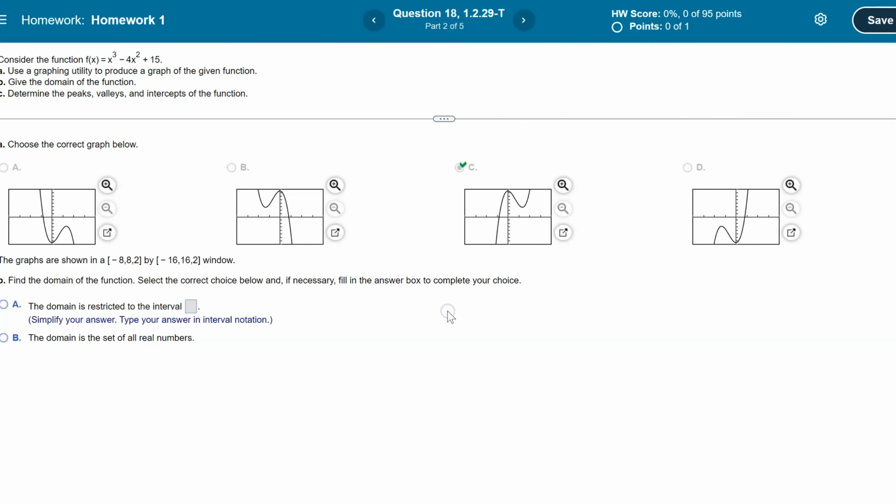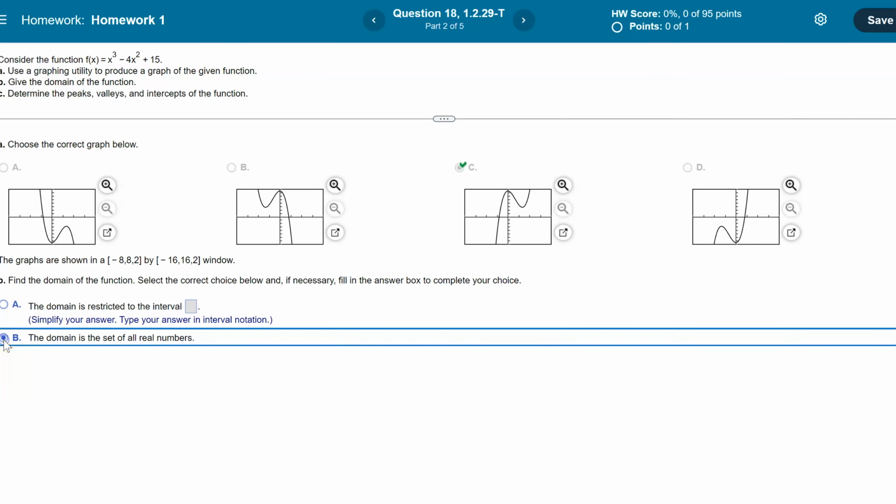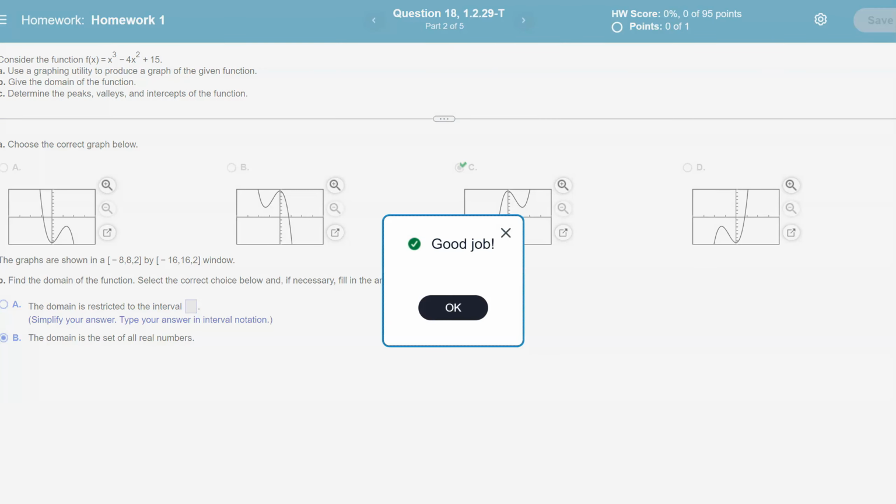Good job. Okay, now let's talk about the domain. So this function is a polynomial. It's a cubic polynomial, and in a polynomial you can use any x you want. So the domain has no restriction, a set of all real numbers.